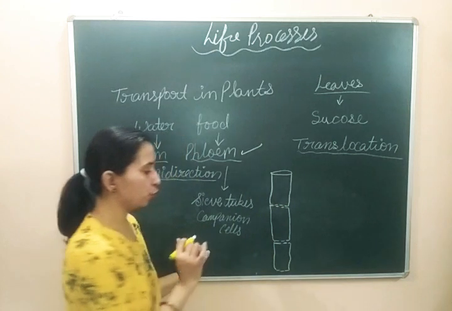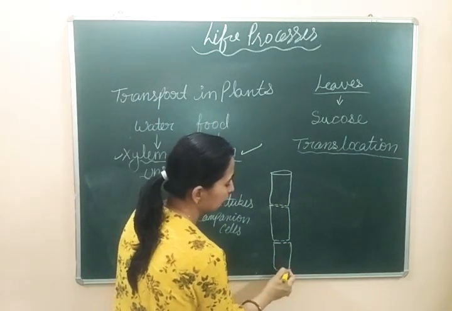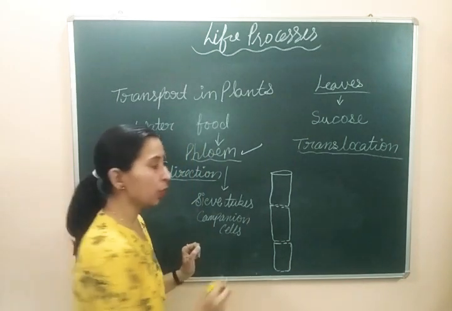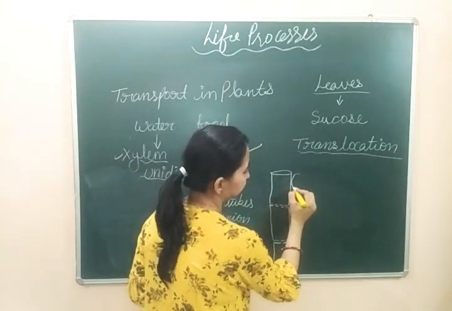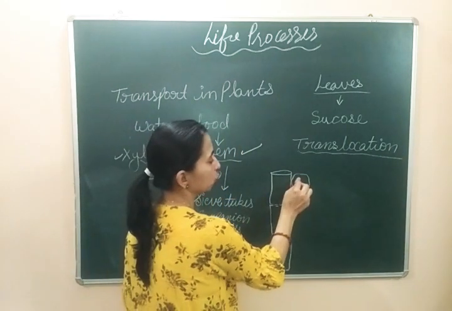So these are the sieve tubes. ये sieve tubes हमने यहाँ पे draw की हैं. These are the sieve tubes. अब देखते हैं कि कैसे sieve tube से transportation होगा. Suppose यहाँ पे एक cell है. This is one cell and this cell has high amount of sugar concentration.